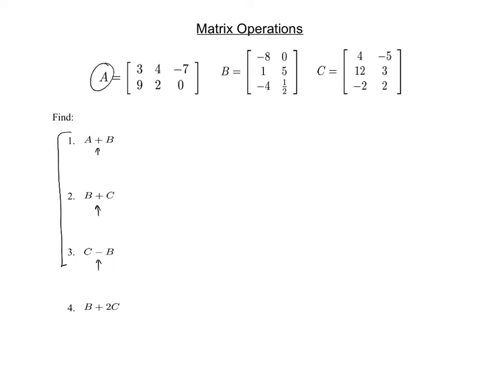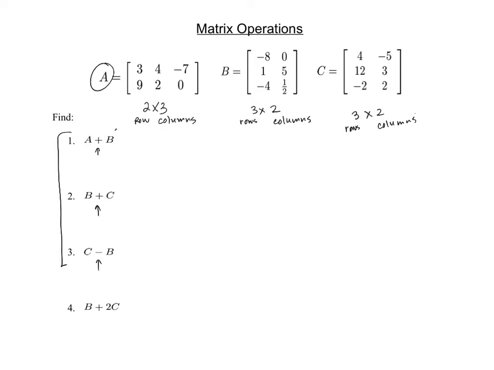Matrix A, we actually say, is a 2 by 3 matrix, 2 rows by 3 columns. B is a 3 by 2 matrix, 3 rows by 2 columns. And matrix C, again, is another 3 by 2, 3 rows by 2 columns.